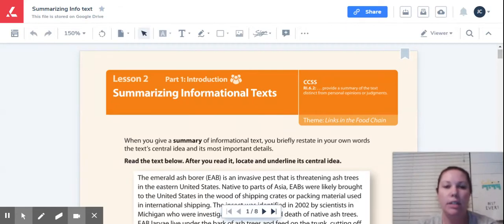Hey guys, so today we are talking about summarizing informational texts. So please open up your Reading Ready books to page 11. We're going to work on that today together.